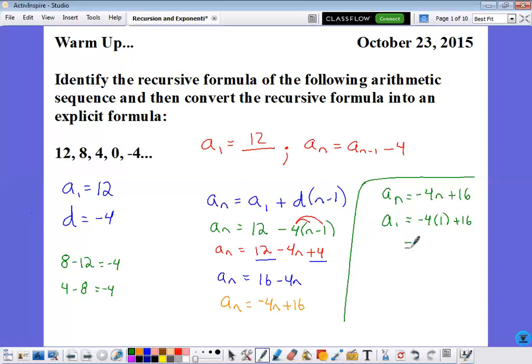Let's see. Negative 4 times 1 gives me negative 4. Negative 4 plus 16, hey, it gives me that 12. So at this step, you should feel pretty confident that you've done your recursive formula correctly, which then transferred into your explicit form correctly. You've checked your work, and you know that it works. The last thing that we would need to be able to do is maybe consider how to do this in an application problem. And we'll look at that tomorrow.